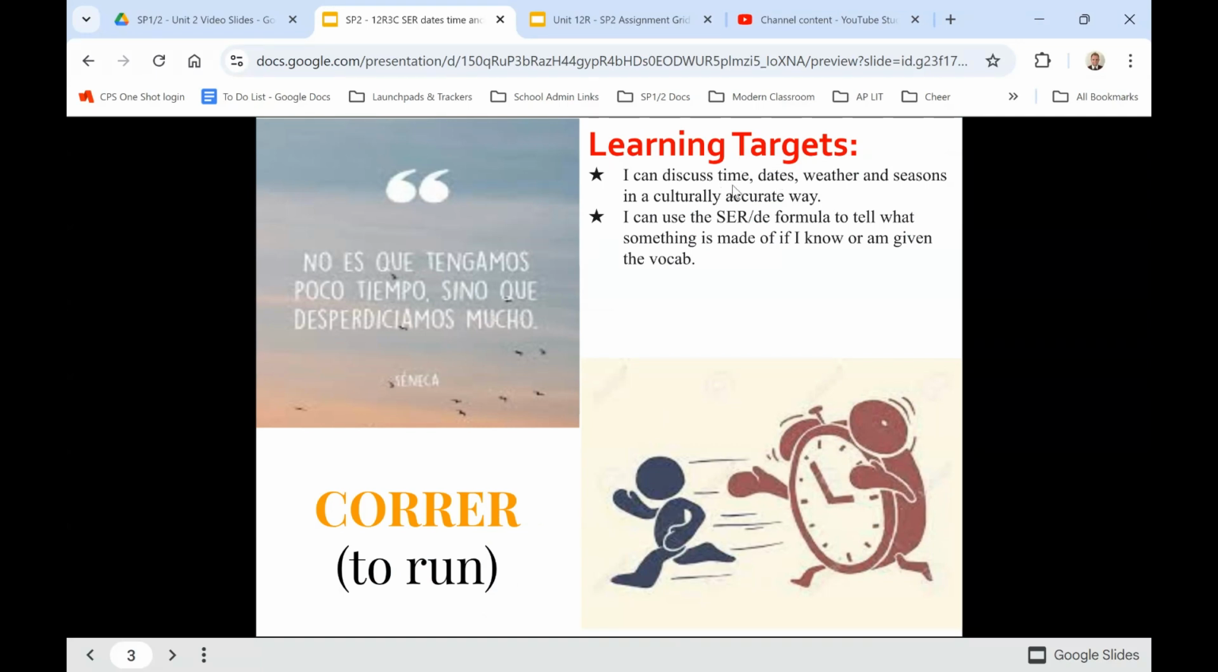So we're getting to the last two learning targets. I can discuss time, dates, weather, and seasons in a culturally accurate way. And I can use ser de formula to tell what something is made of if I know or I am given the vocab. El verbo es correr, to run.